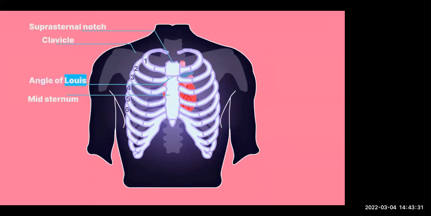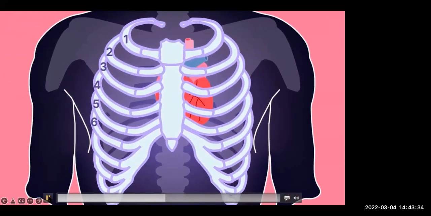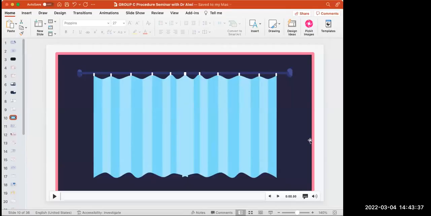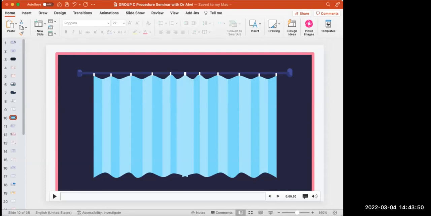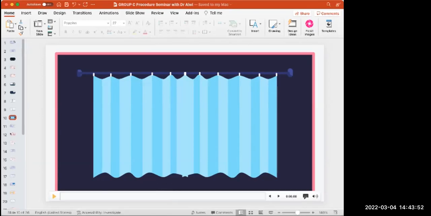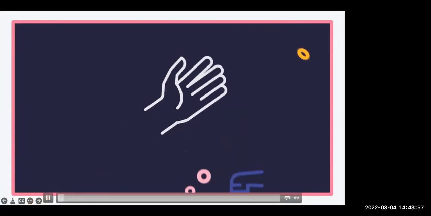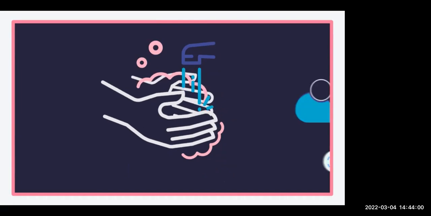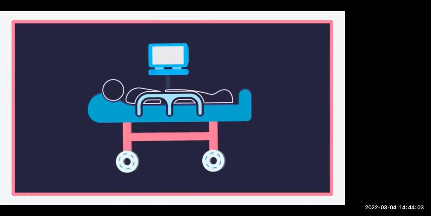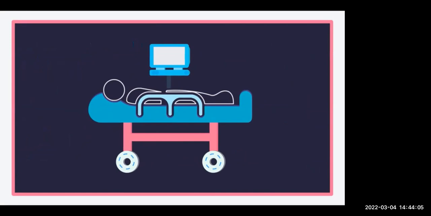We can locate the intercostal space by looking at the angle of Louis. This can help reduce electrical interference. Perform hand hygiene. The patient should be in a supine position with all limbs supported and an exposed chest. No muscular work should be required on the patient's behalf to maintain the position that they are in.